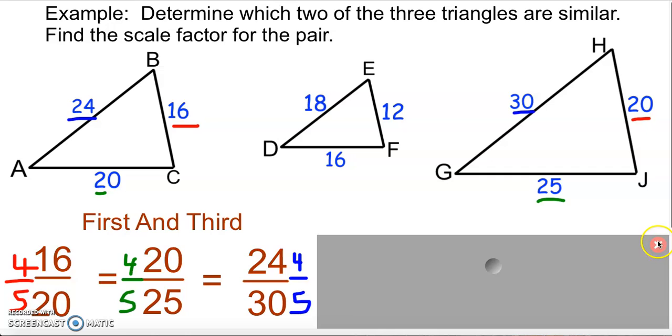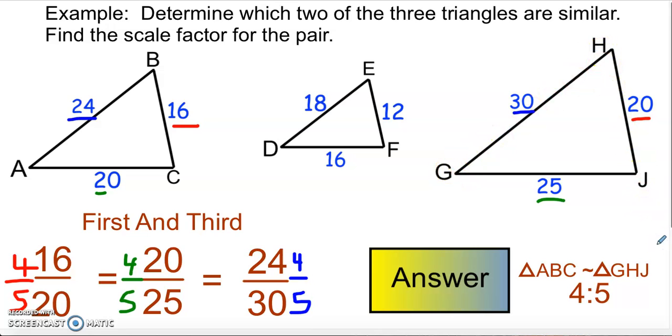So I have proportionality here. So the triangles are similar. So triangle ABC is similar to triangle GHJ. So I do that in the correct order, and the scale factor then is 4 to 5.